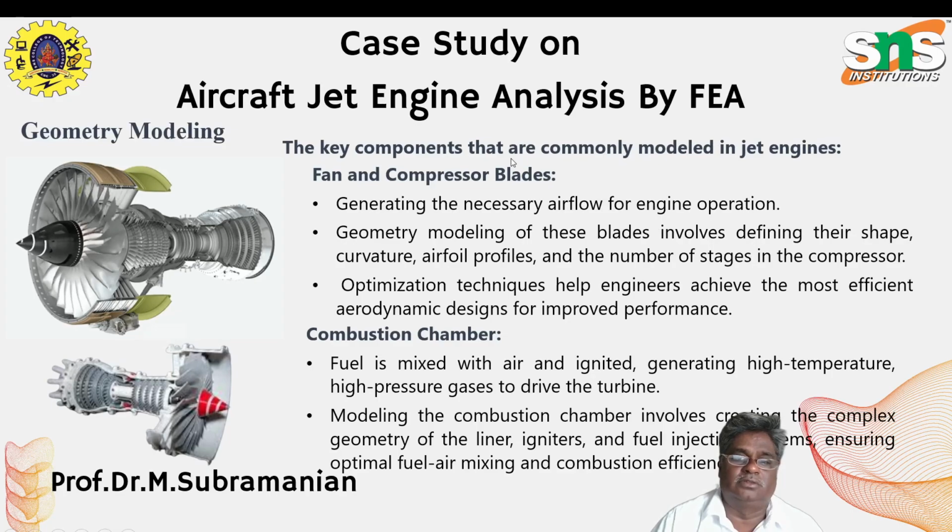The key components that are commonly modeled in jet engines: fan and compressor blades and the combustion chamber. Fan and compressor blades generate the necessary air flow for engine operation. Geometric modeling of these blades involves defining their shape, curvature, airfoil profiles, and the number of stages in the compressor. Optimization techniques help engineers achieve the most efficient aerodynamic design for improved performance.